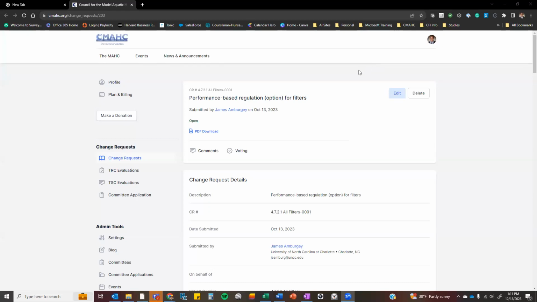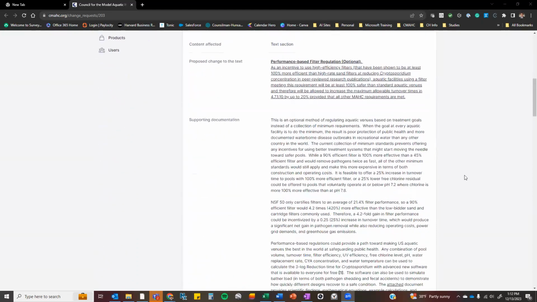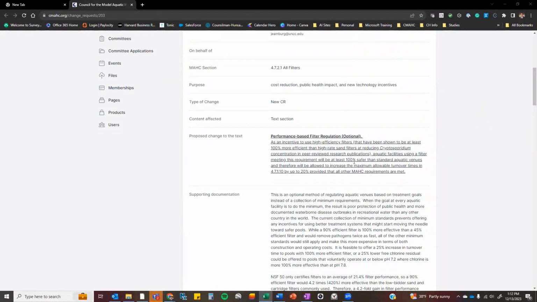All right, first one is 4.7.2.1. This was submitted by James. James isn't here, so no need to recuse himself. So this proposed changes to the text. He didn't list the number here, but this is performance-based filter regulation.